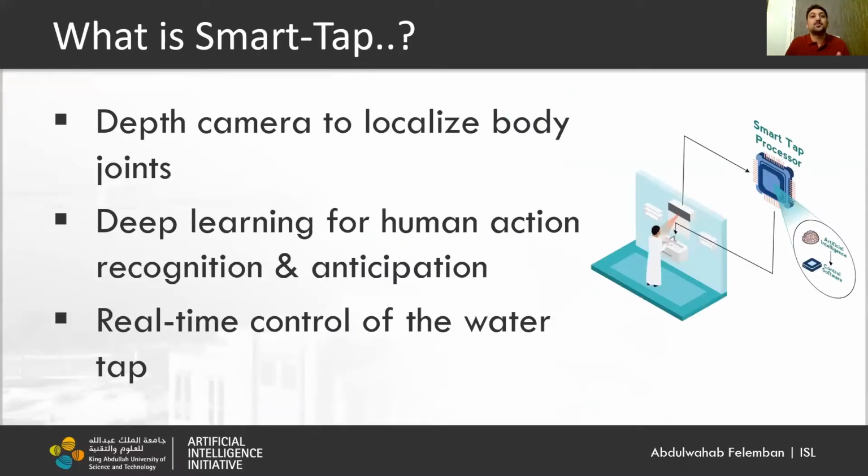The Smart Tap uses depth cameras to localize body joints in the form of a human skeleton. Then, using deep learning models, we can recognize what a person is doing to have real-time control of the water tap, turning it on and off right on time.